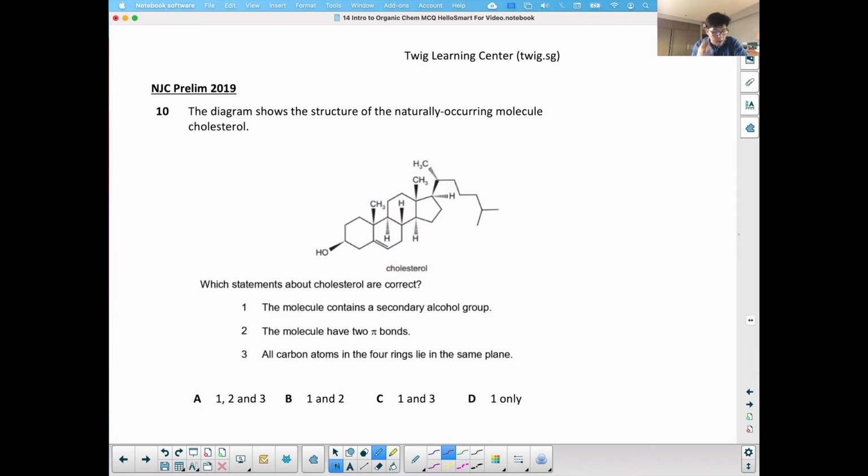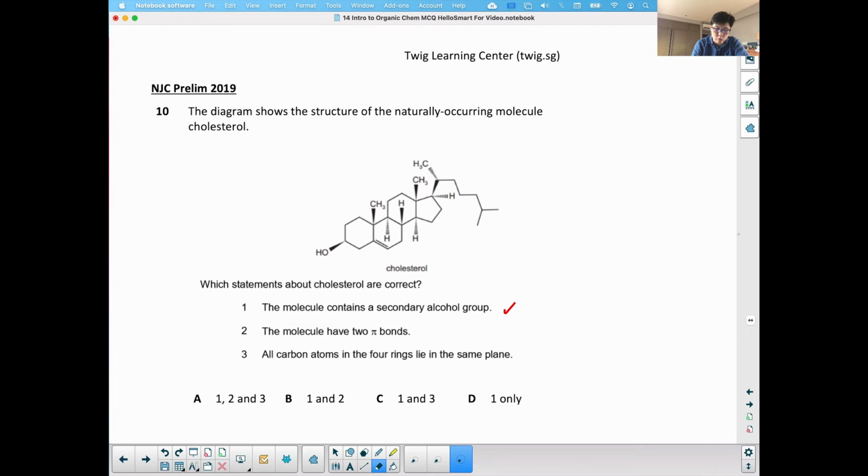Question 10. Okay, this diagram shows the structure of the naturally occurring molecule cholesterol. Which statement about cholesterol is correct? It contains a secondary alcohol. Yep, this is a secondary alcohol over here. All right, that's right, because this carbon has 2 R groups, 1 R group here and 1 R group there, so it's definitely a secondary alcohol.